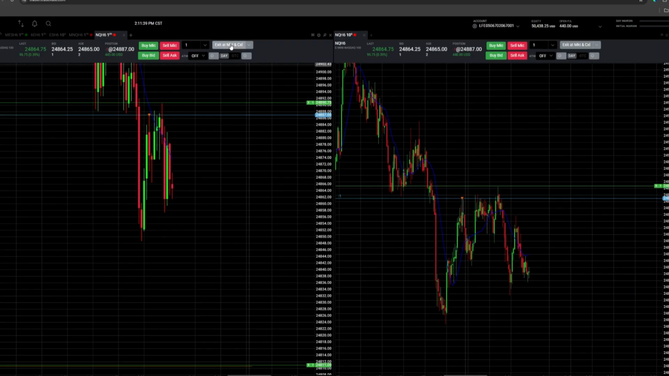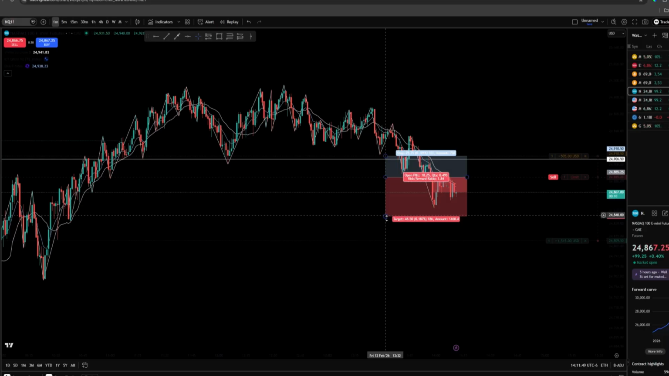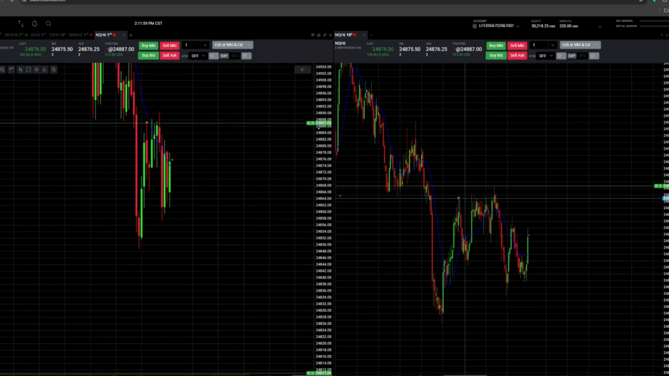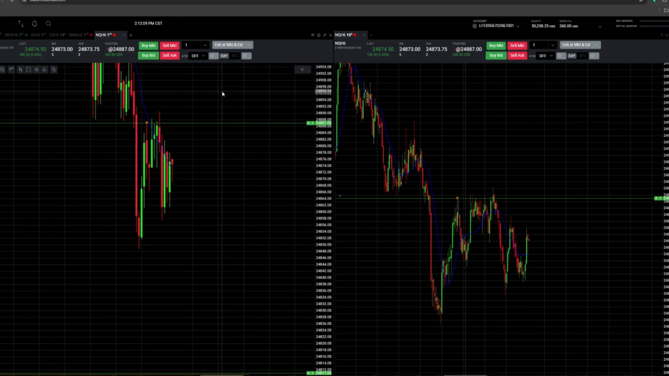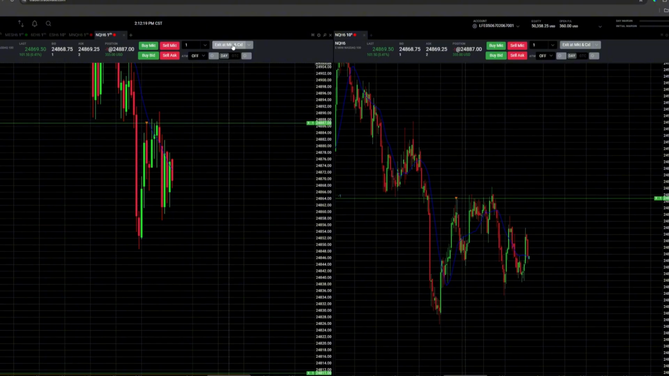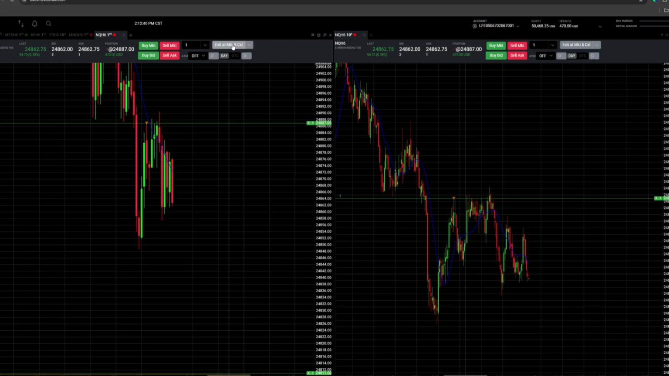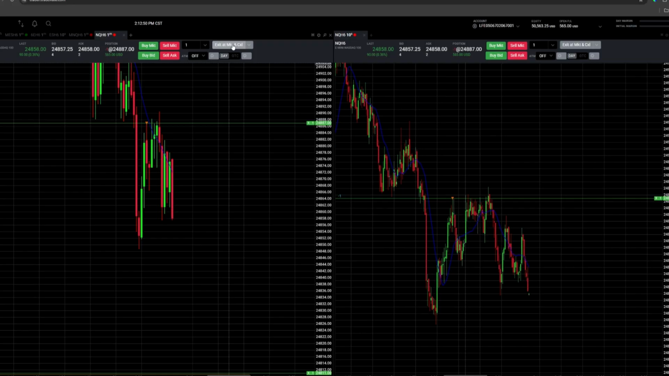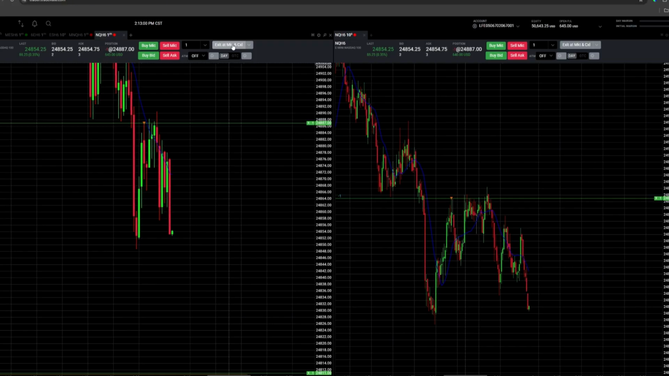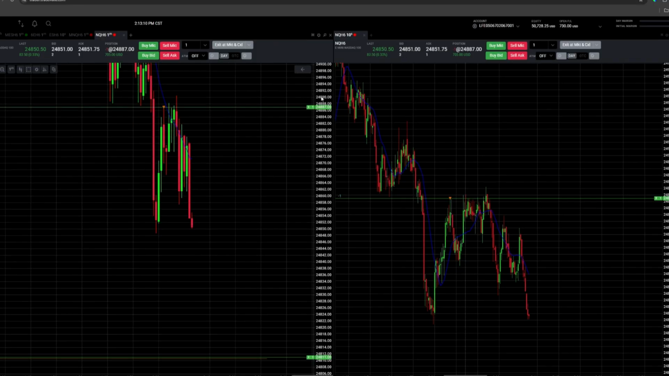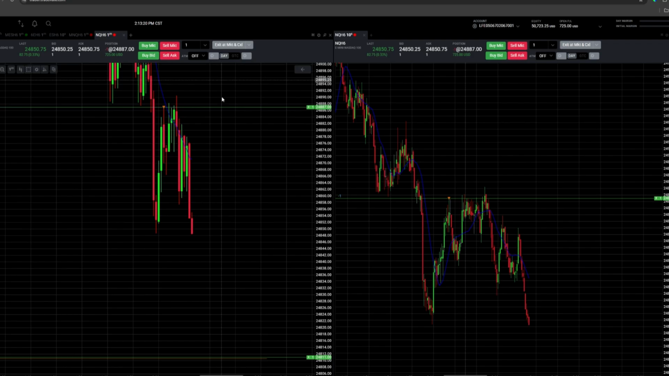So this was the first trade that I took on this evaluation. And as you guys know, with evaluations, you just want to get them done as quick as possible, right? While staying concentrated, while taking the right trades. I was in for one contract in this trade.